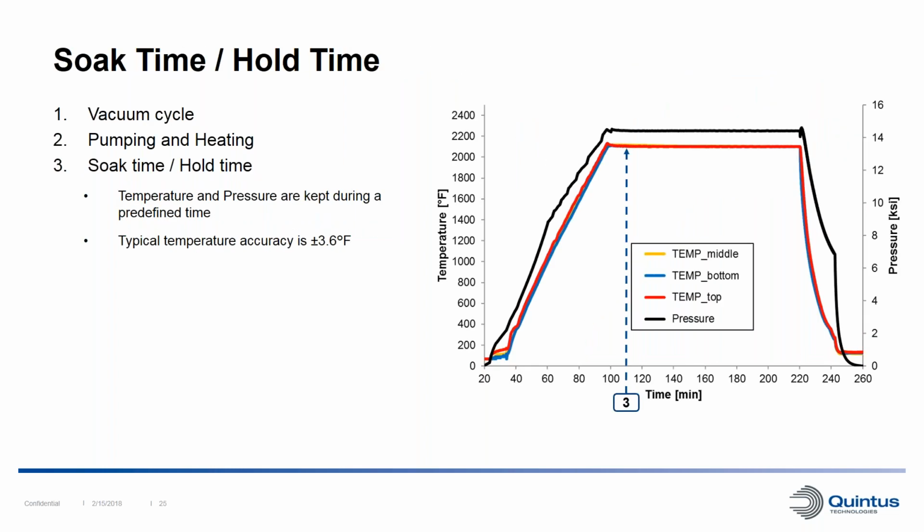When the temperature and pressure have reached their set points, the soak time will begin. The soak time is normally between 1 to 4 hours long. In this step, since we have a high density gas with very high thermal conductivity, we also have a very good thermal accuracy. We normally see a plus minus 3.6 Fahrenheit accuracy, or even better than that.